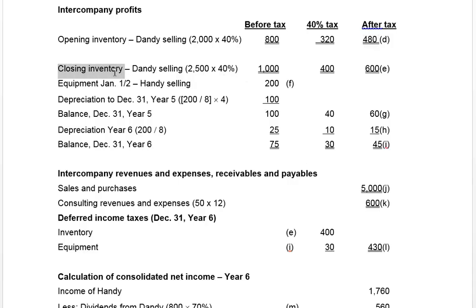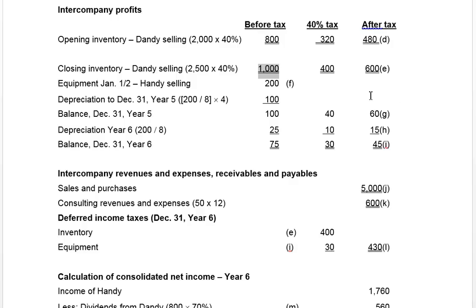So in our case, going back to our schedule, we also have closing inventory. So during the current year, Dandy also sold some inventory to Handy, and the parent, Handy, couldn't unload $2,500 of it. So we know there's a 40% profit in there. So our profit before tax is $1,000 that needs to be eliminated from year 6 income.